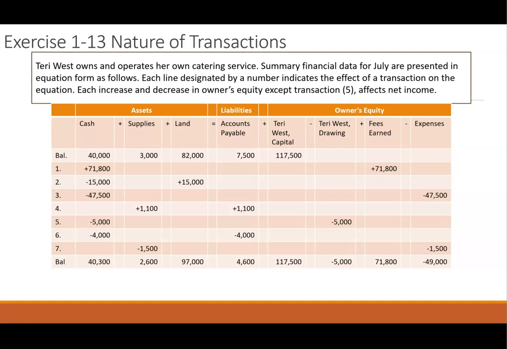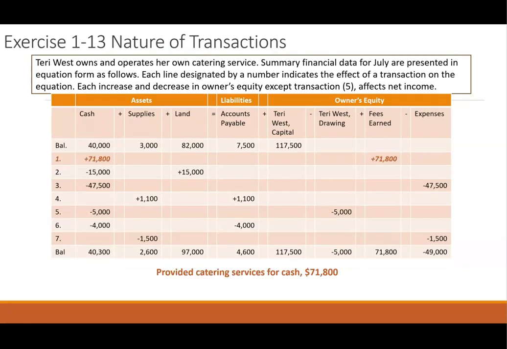Here, Terry West owns and operates her own catering service. Summary financial data for July are presented in equation form. Each line designated by a number indicates the effect of a transaction on the equation. Each increase and decrease in the owner's equity, except transaction 5, affects income.